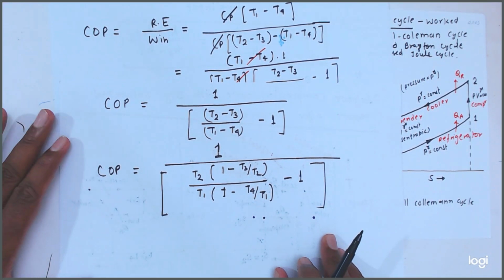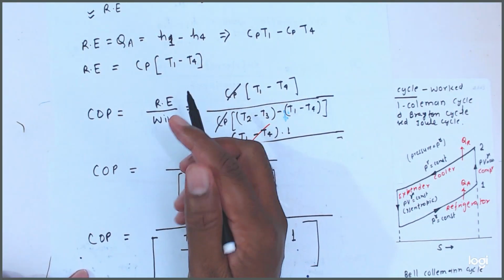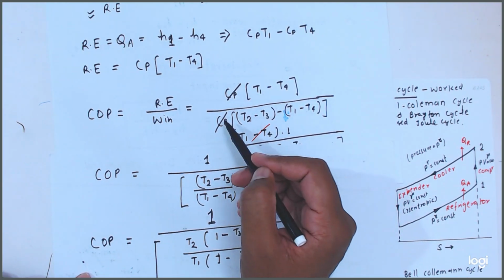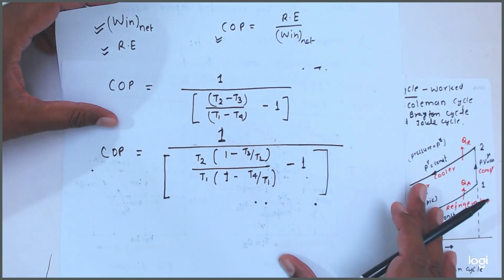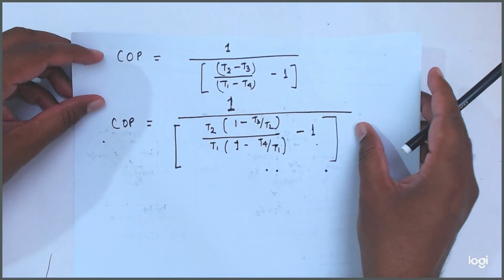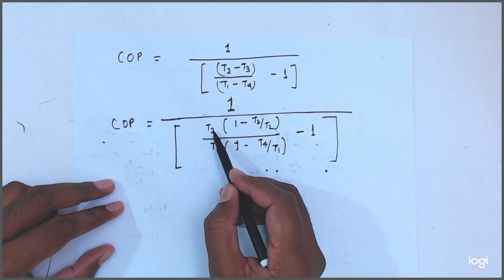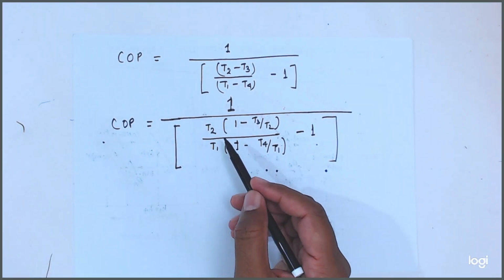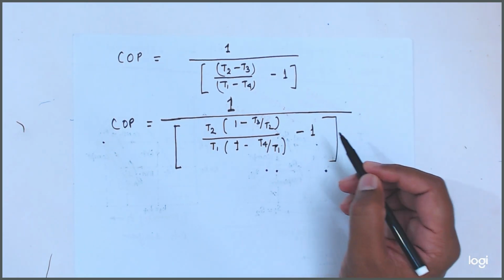This is very simple, friends. COP equals refrigeration effect upon work input. We put the values, and whatever terms cancel out, we cancel. Then what is left is the temperature terms. So I took T2 common here and T1 here. Okay, up to this I think there should be no confusion.